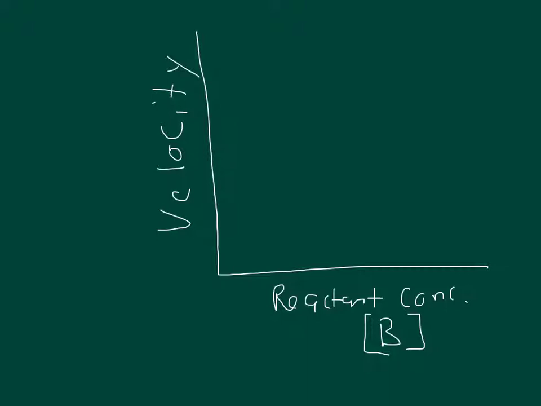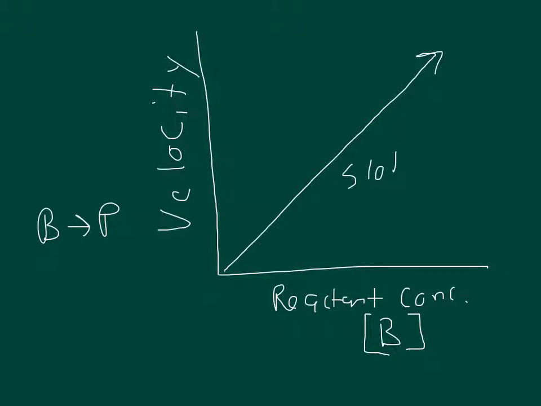If we go back to the reaction we talked about in a previous video, the reaction of B yielding P, we can graph the velocity of that reaction based on the concentration. It makes a straight line like this. The velocity changes by adding more reactants, and the slope of that line is equal to K.